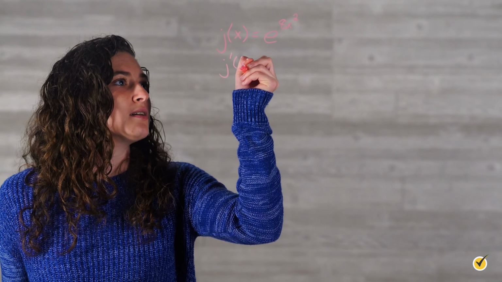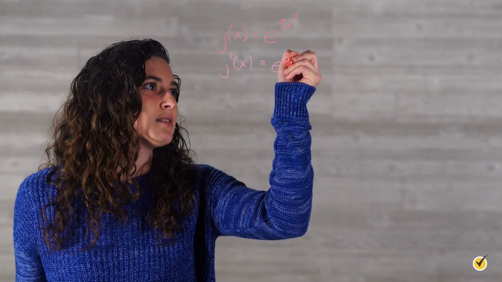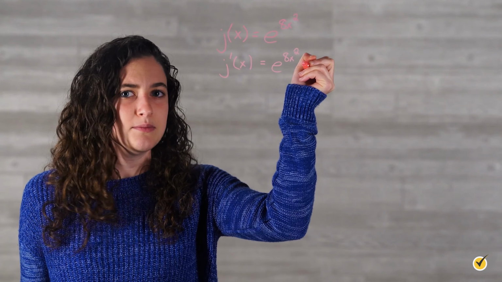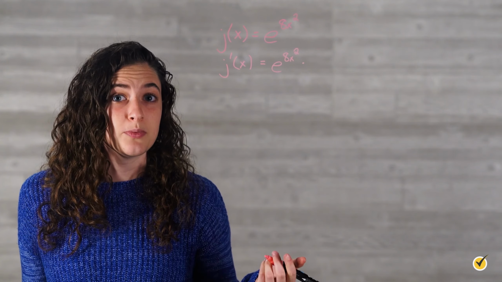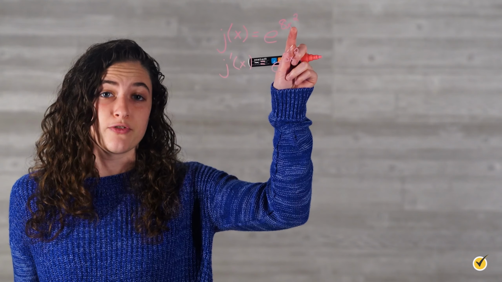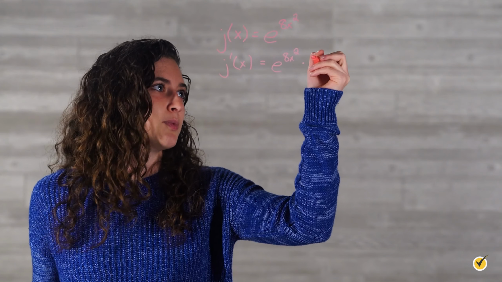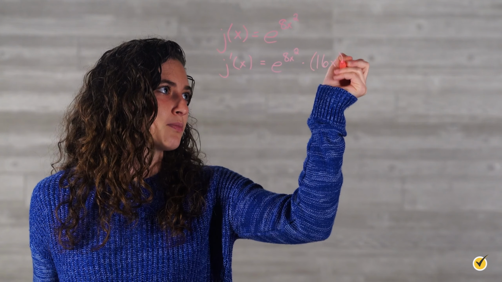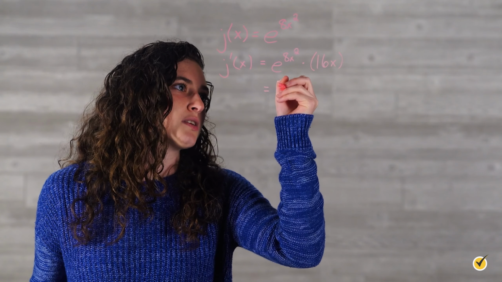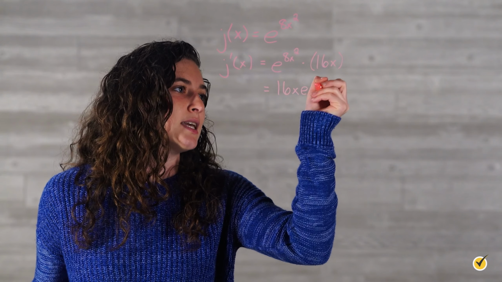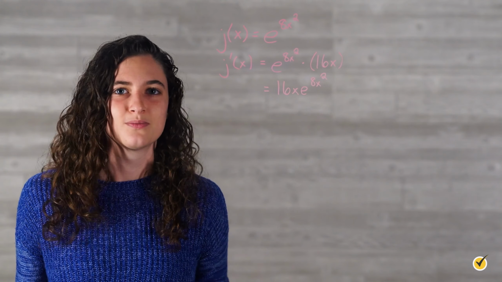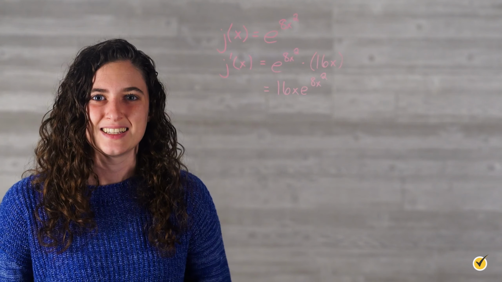So j prime of x is equal to e to the 8x squared times, then we need to multiply this by the derivative of the inner function. Since the derivative of 8x squared is 16x, we can multiply by 16x. Then we can rewrite this just a little bit to get 16x e to the 8x squared. Not so bad, right? Now I want you to try a problem on your own.